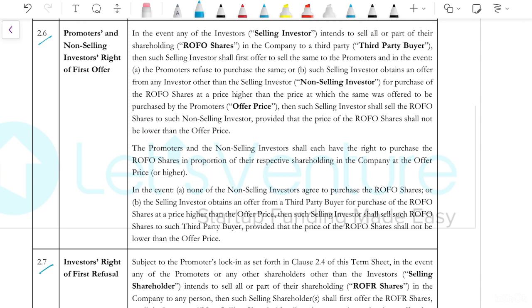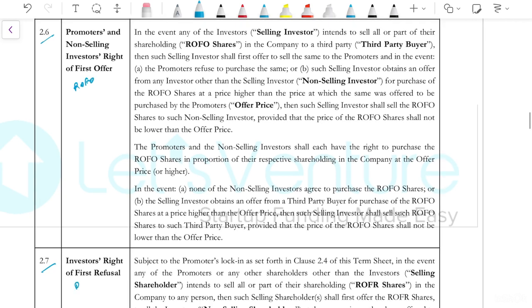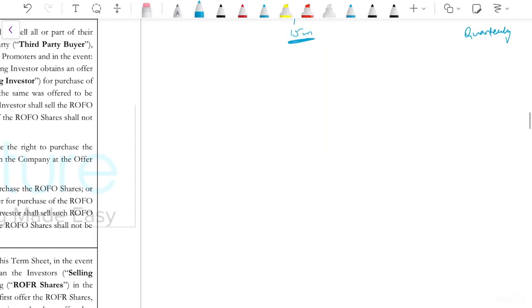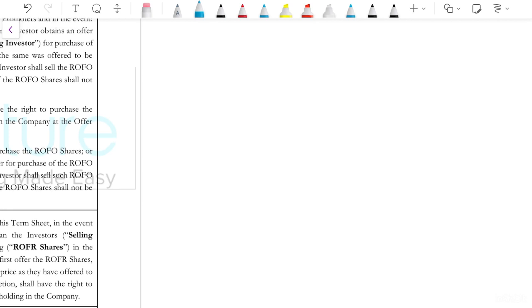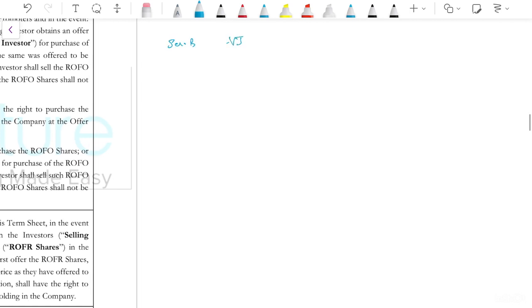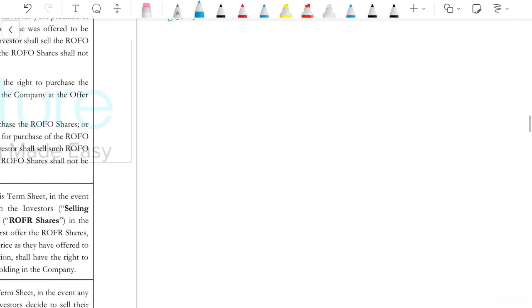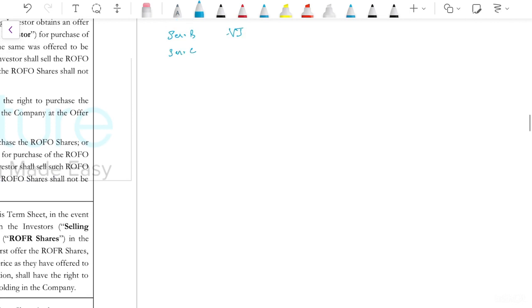The next two clauses are ROFO and ROFR. Sometimes these two clauses are collectively known as matching rights, or individually known as matching rights. Now let's discuss ROFO and ROFR. Now understand my point. I again am a Series B investor, VJ, and I had put some money into the company for a certain stake, right? Now imagine that post my investment, the company raised a Series C round. Now, post the Series C round, as an investor, I want to sell my shares, right?